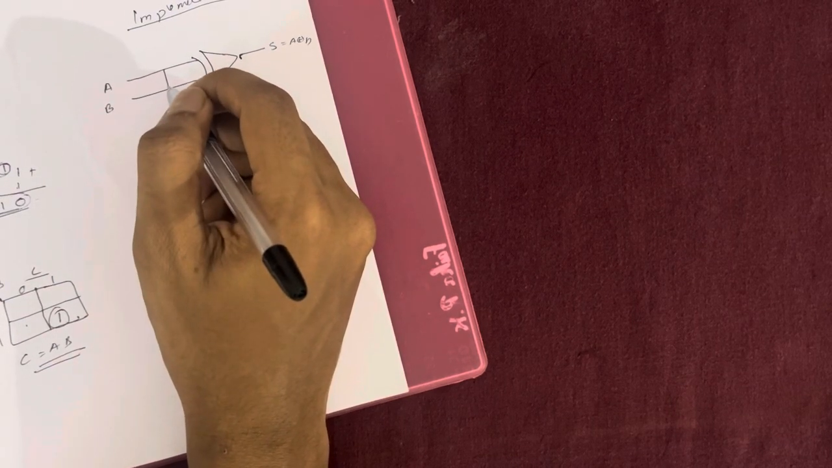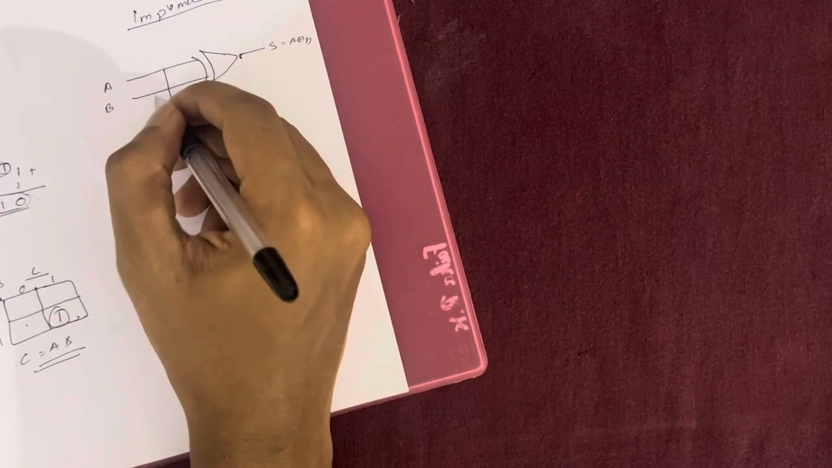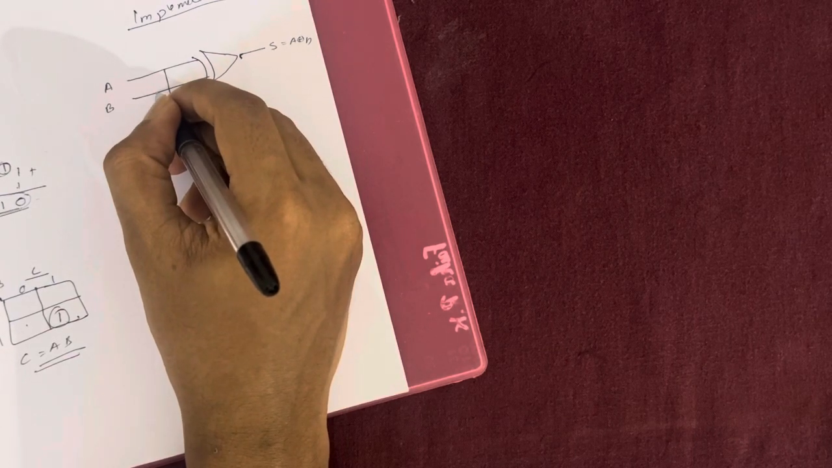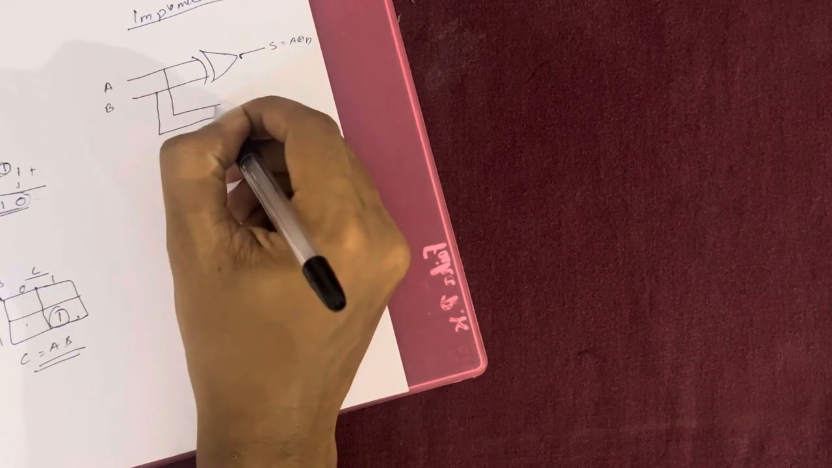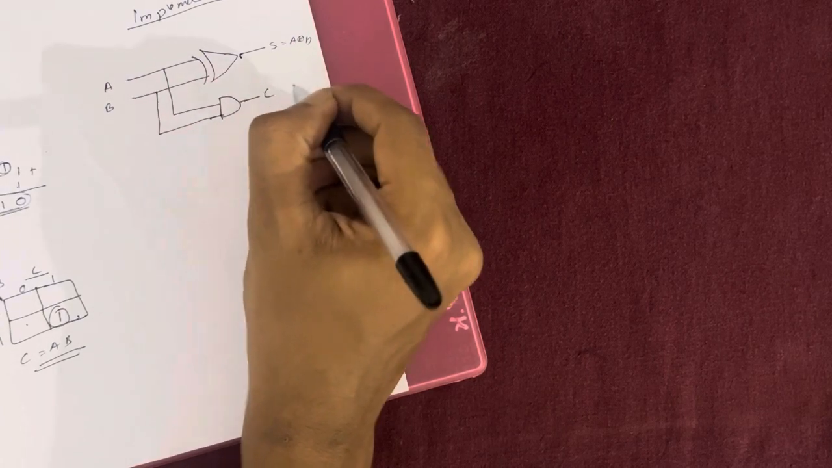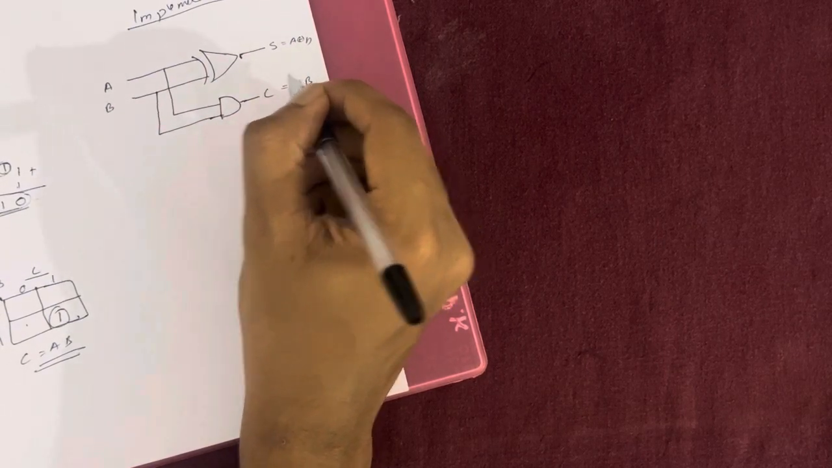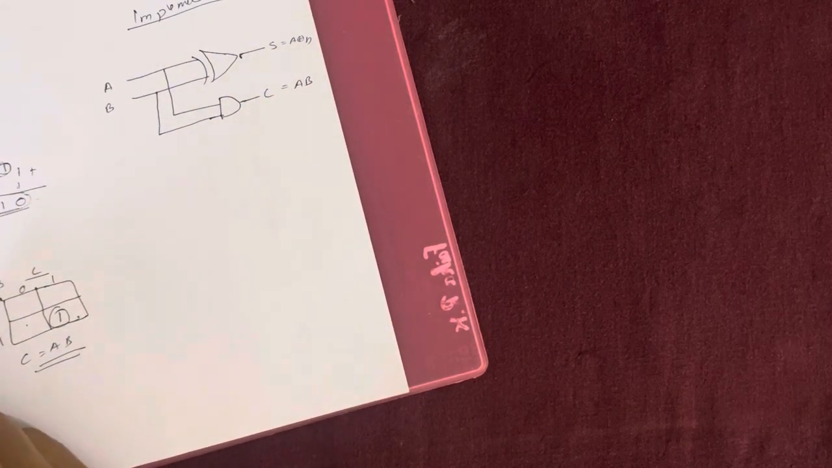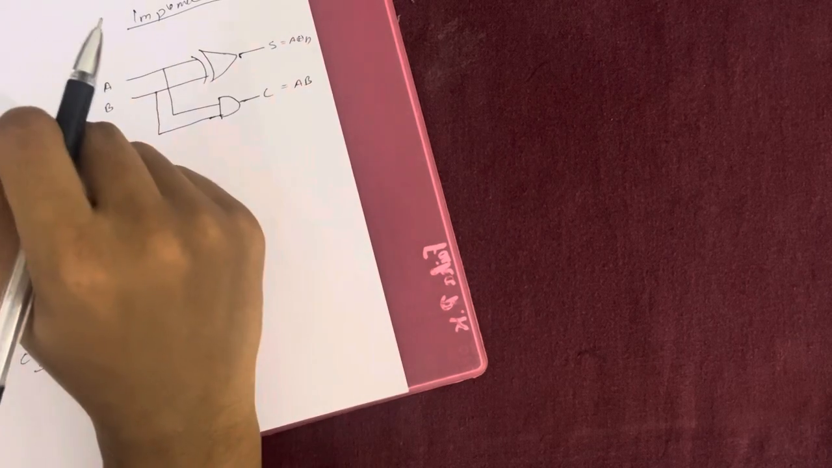and B, right? This is the carry. This is nothing but AB. That's it. That's how we construct the half adder using the XOR gate and AND gates.